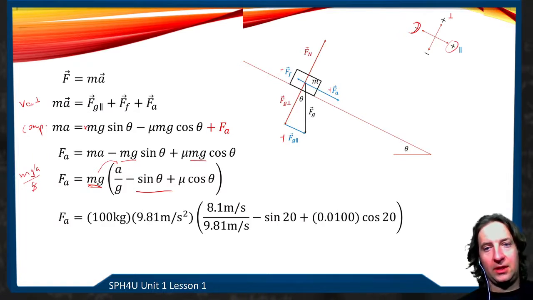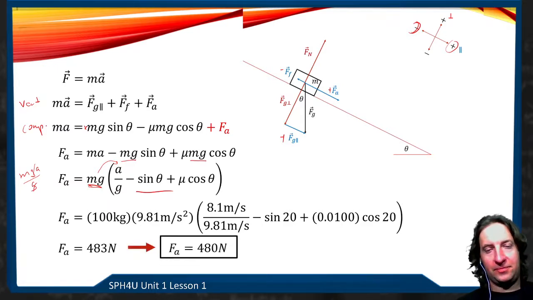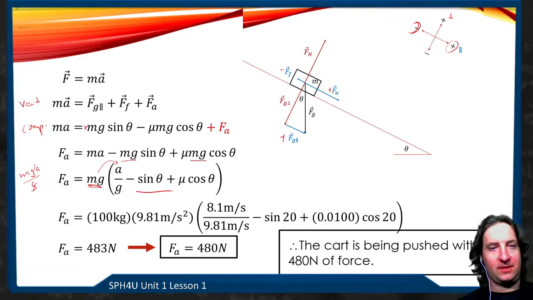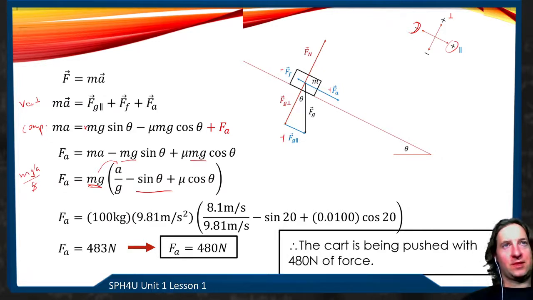100 kilograms. At this point, the mass does matter, right? Because the more I push, the heavier Mr. Stone is, the less the force will matter, right? Because they're inversely proportional. The heavier something is, the less forces act on it. That's called inertia. So I plug in all my numbers, and my applied force is 483 newtons, or with 2 sig figs, 480 newtons. And therefore, my head's in the way. No, it's not. We have a therefore statement. The cart is being pushed with 480 newtons of force.